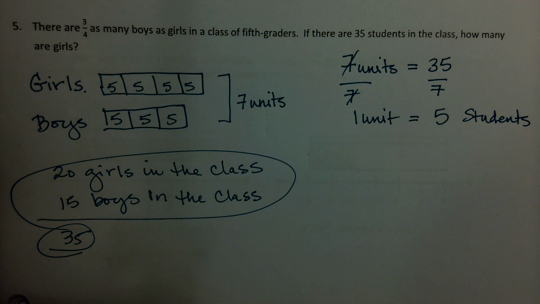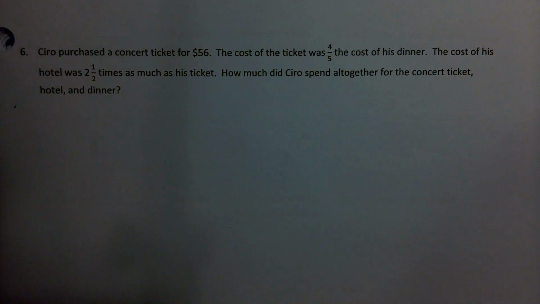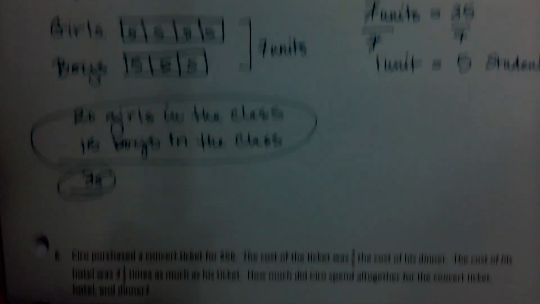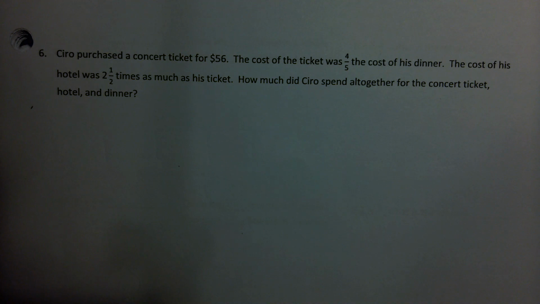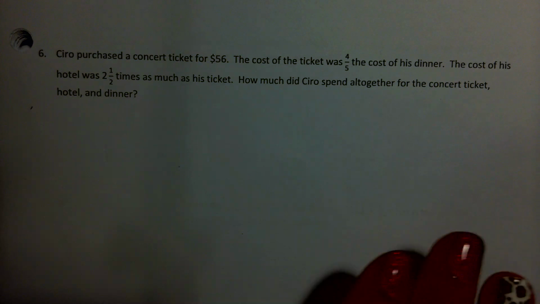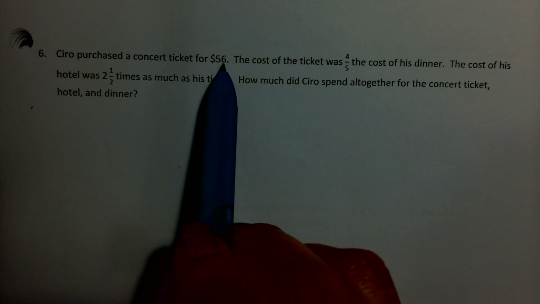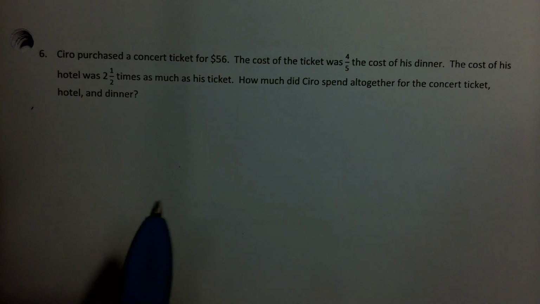We are moving down to a more advanced problem 6, but I think it's doable because you can draw a picture like what we've been doing here in order to make sense of this problem. All right, Ciro purchased a concert ticket for $56. The cost of the ticket was 4/5 the cost of his dinner. We don't know anything about the dinner right now. We just know the cost of the ticket is 4/5 of his dinner.